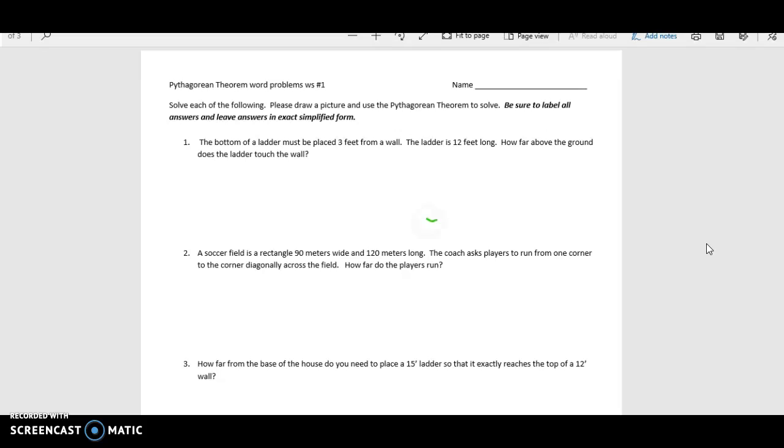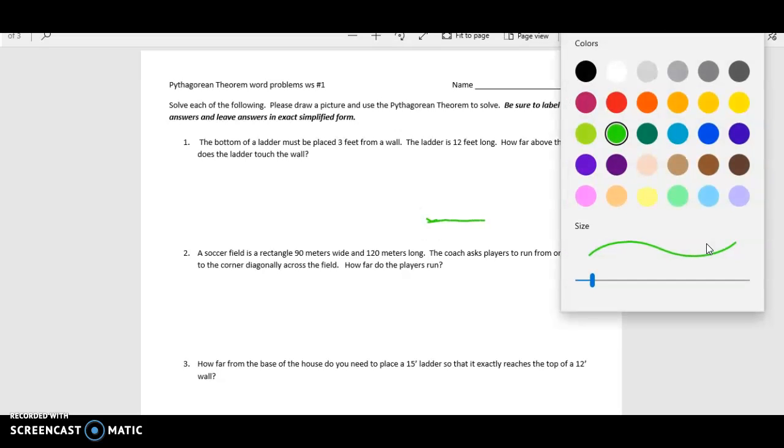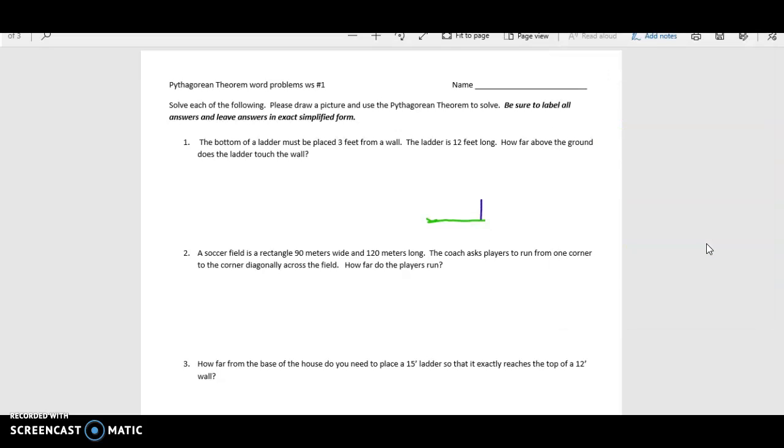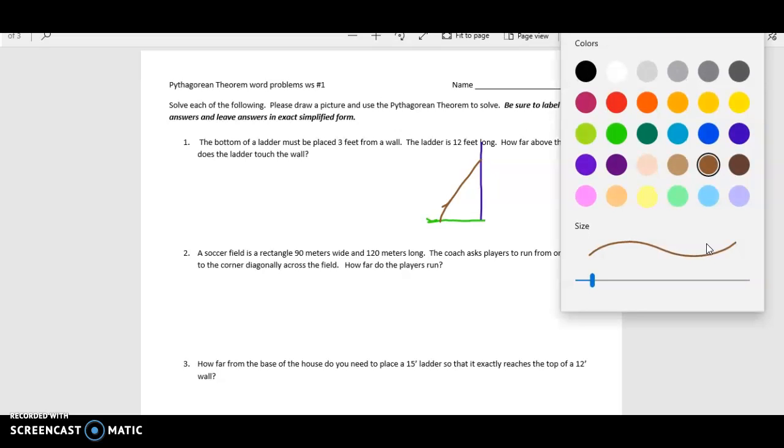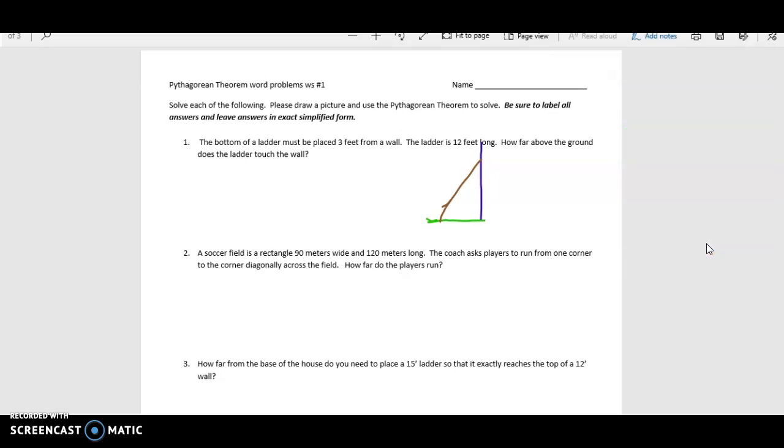So here's our grass, and we've got a wall. Let's just say that our building is blue today. There's our building, and we have a ladder. We get to be pretty, and we've got plenty of time to do it, so let's make our art fun. There's our ladder. So we have our picture drawn of what they are asking us, and it says that it is 3 feet from the wall. So this side, this leg of our triangle, is 3 feet.